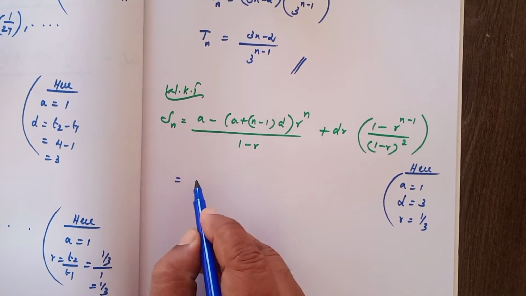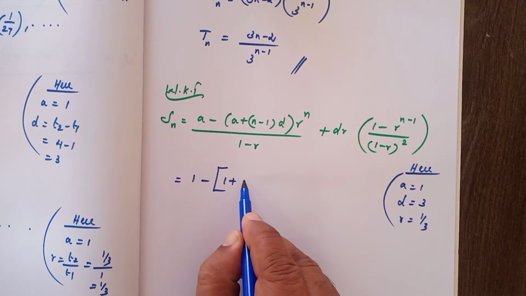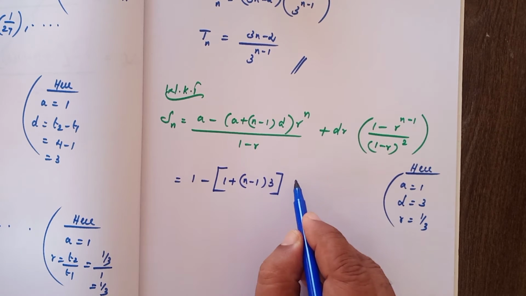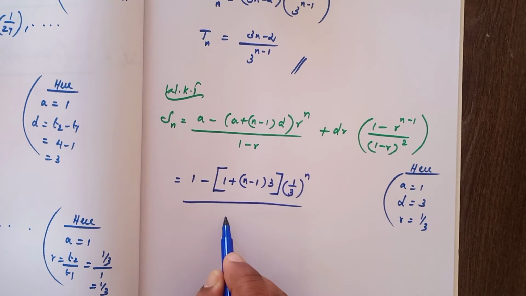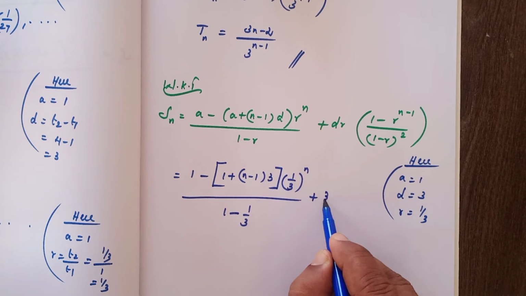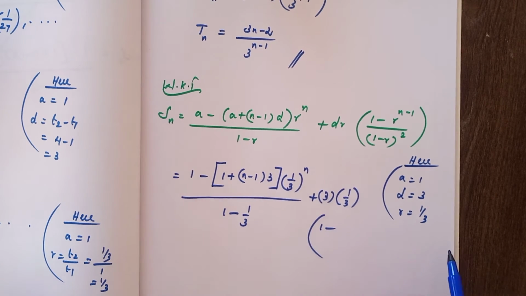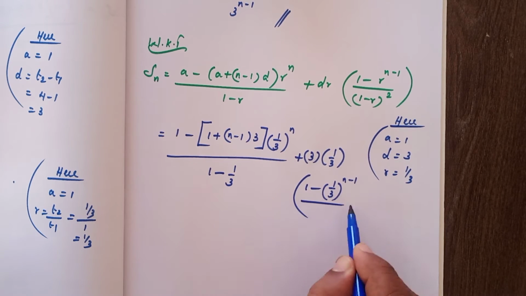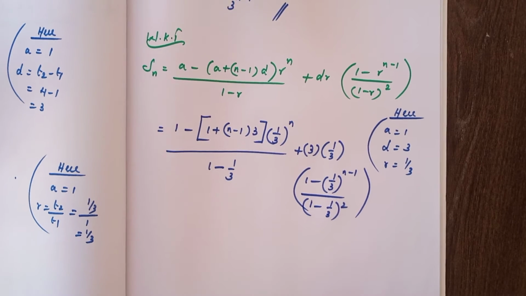Sn is equal to a value 1 minus bracket a plus n minus 1 as it is, d value 3, bracket, r value 1 by 3, whole power n, whole divided by 1 minus r value 1 by 3, plus d value 3 into r value 1 by 3 into 1 minus r power n minus 1, that is 1 by 3 power n minus 1, divided by 1 minus r value 1 by 3, whole square, close the bracket.